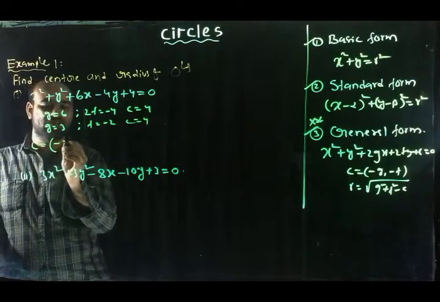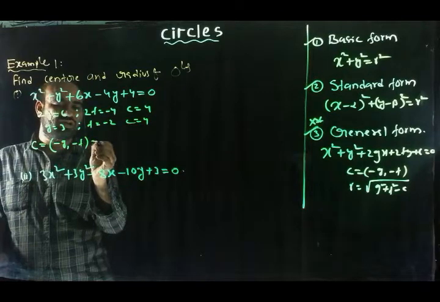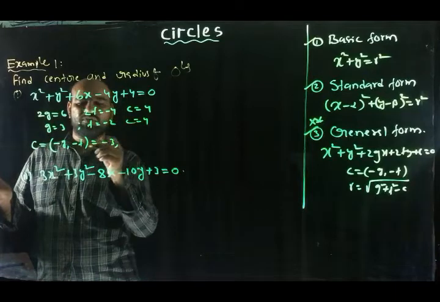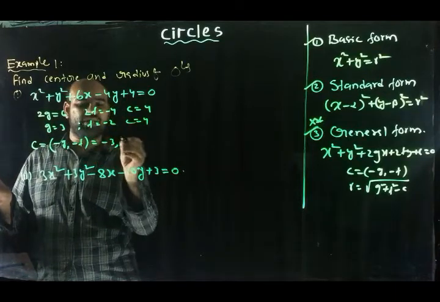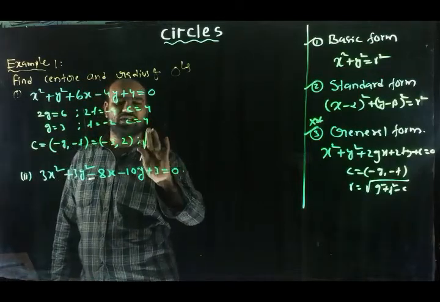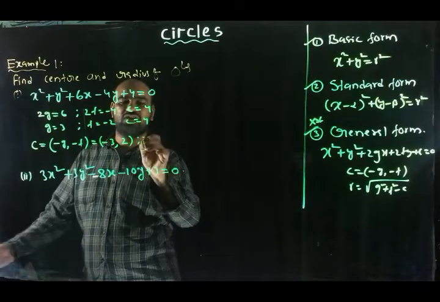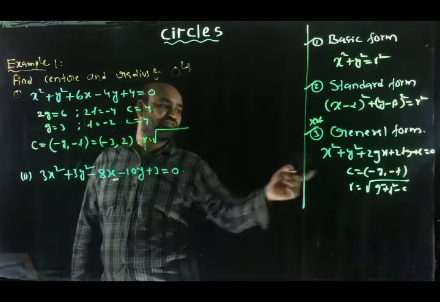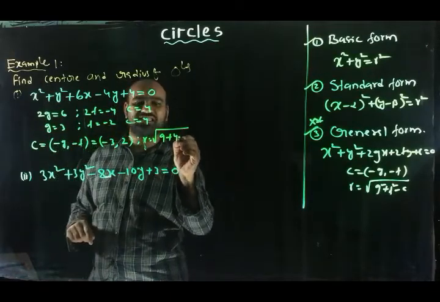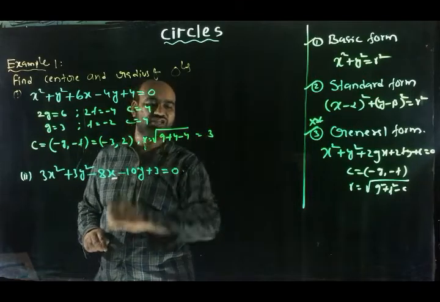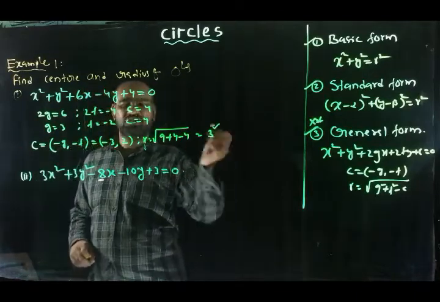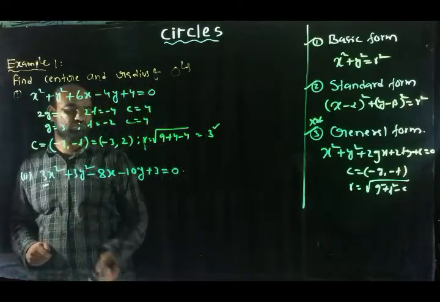Now I want the center. Center equal to, what is the formula? Minus g comma minus f. Don't get confused: g stands for 3, so minus 3 comma, f stands for minus 2, minus of minus 2 is 2. So this is the center of the circle. Now I want to find the radius. r equal to root over g square 9 plus f square 4 minus c 4, that is equal to root over 9, which is 3. You can't say minus, so 3. So the radius is 3 and the center is minus 3 comma 2.